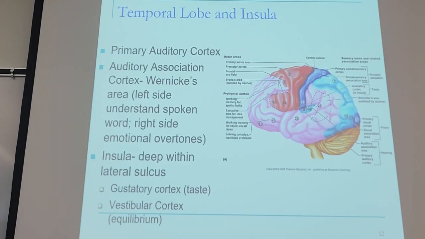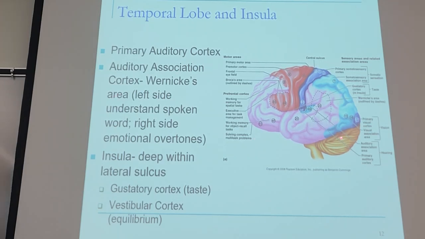Okay. So temporal lobes on the side. The temporal lobes are where we get our hearing. This is where our primary auditory cortex is. We have an association area that gives context to what it is we're hearing. Are we hearing somebody screaming? Are we hearing a fire engine? Is somebody honking behind you because you're looking at your phone at a stoplight? What's the context?